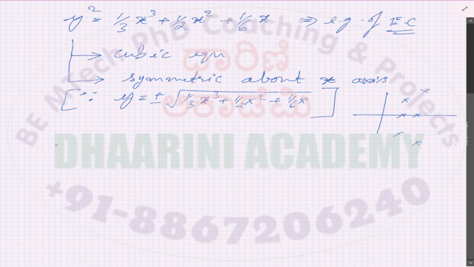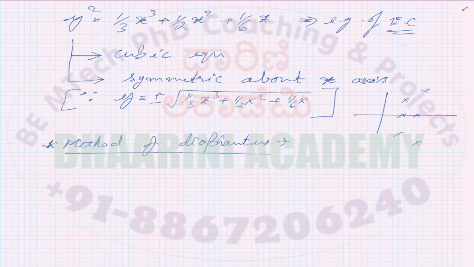So let me write that here. This is the method of Diophantus. Whenever an equation is given, irrespective of what equation it is, right now it is for an elliptic curve, but in general, for any curve you take, given 2 points you should be able to find the third point. That's the basic idea here: using known points, finding the unknown points.